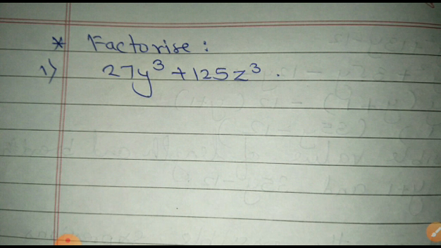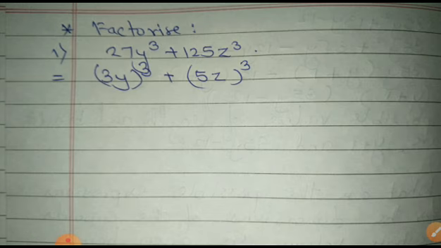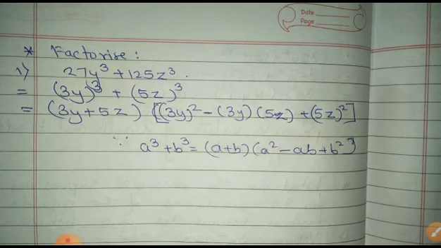Now here it is 27y cube. So 27 is a cube of what? 3. Y cube is a cube of y, as well as 125 is a cube of 5 and z cube is a cube of z. So I can write the same as (3y) cube plus (5z) cube and make use of the identity a cube plus b cube. What is it? (a plus b) into (a square minus ab plus b square).